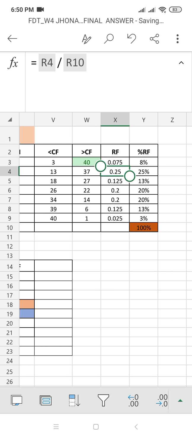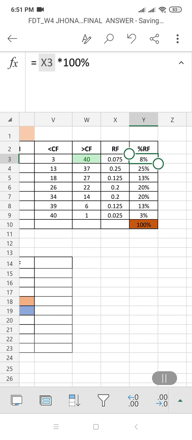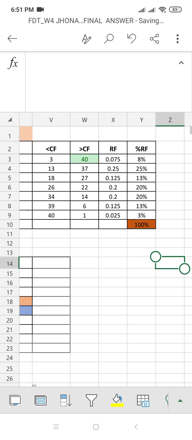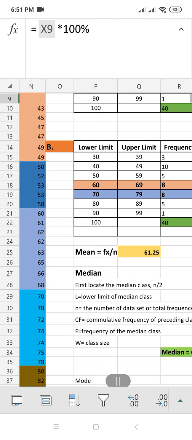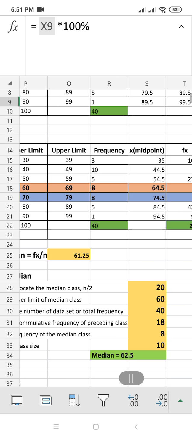The next is the 0.25. You are going to multiply it also by 100%, so it will equal 25%, and sum it all up. We have the total score of 100%. So next, letter B, we're going now to get the mean, median, and mode.